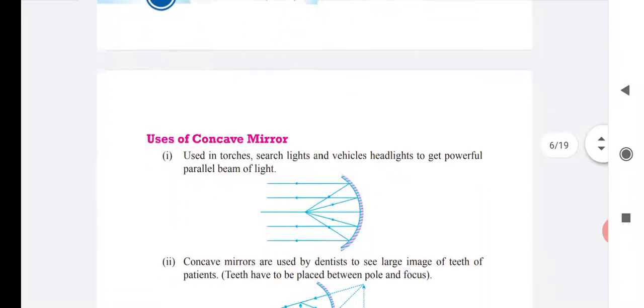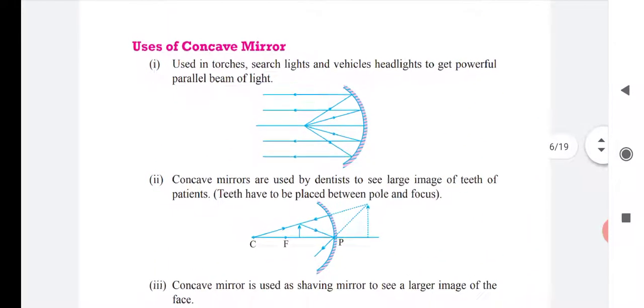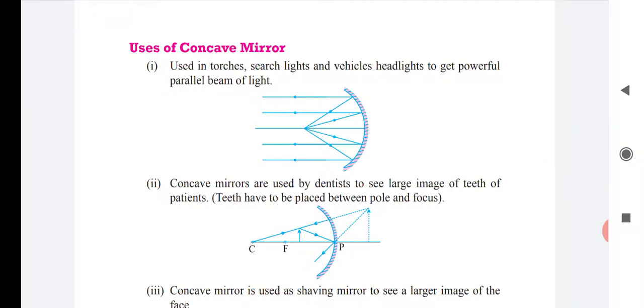So let us discuss uses of concave mirror. Where will we be using concave mirrors? Concave mirror is used in torches, searchlights and vehicle headlights to get a powerful parallel beam of light. The bulb is placed at one point and it will reflect the light rays in a specific direction. That is why concave mirror is used in torches, searchlights and vehicle headlights.